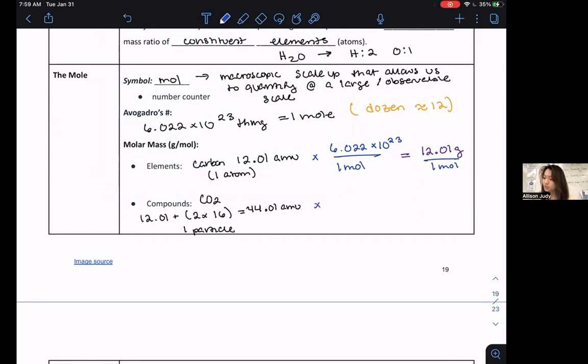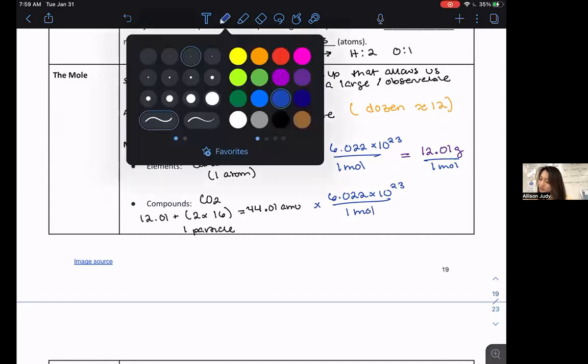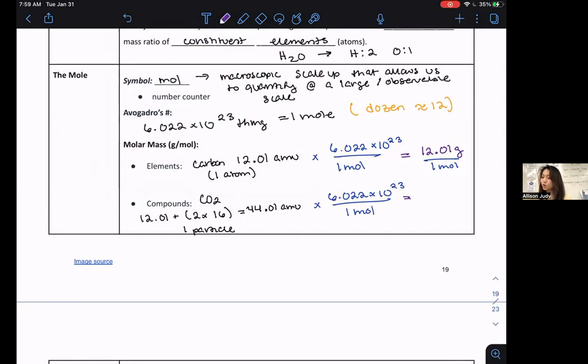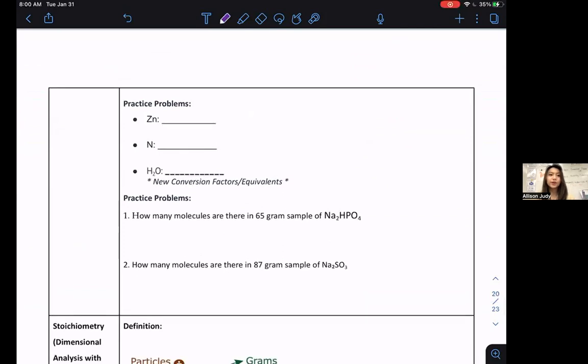And so I say, times 6.022 times 10 to the 23rd, scaling up by Avogadro's number, or the mole. Notice this is now a unit conversion. These are equivalents. I would get that my molar mass for that compound, my mass for a mole of those compounds, 6.022 times 10 to the 23 of those, is going to be 44.01 grams per mole of CO2. So go ahead and try the next ones on your own.